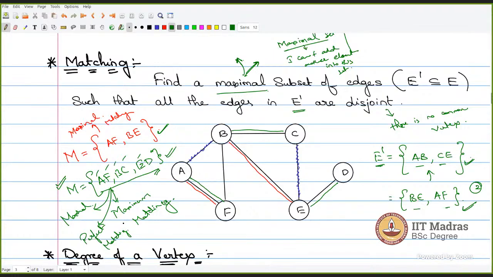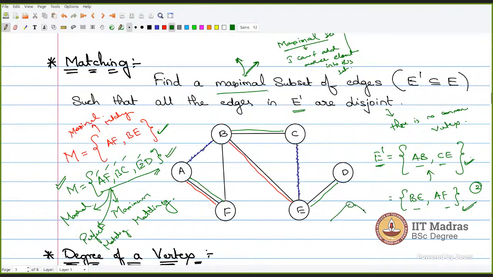And a perfect matching exists only for graphs which have an even number of vertices. Perfect matching exists only for an even number of vertices. If your graph has 5 vertices, you cannot come up with a perfect matching.